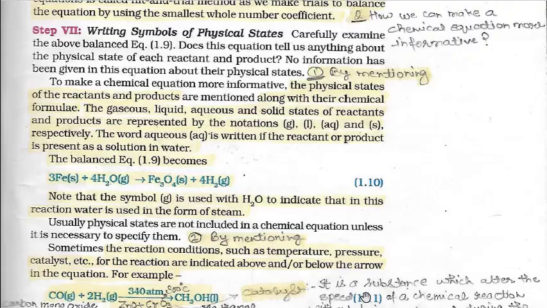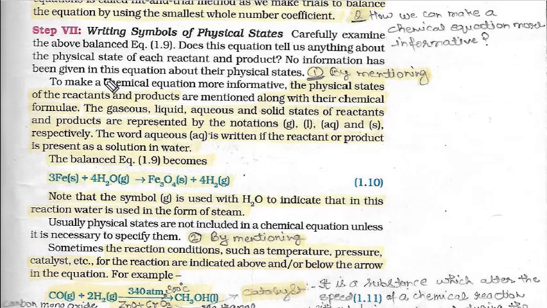7. Before we proceed to step 7, there is a question. That question is how we can make a chemical equation more informative. So in this particular topic we will study how we can make an equation more informative. Okay, so the first thing is by mentioning the physical states of the elements or compounds whatever we are using. So they are saying carefully examine the above balanced equation 1.9 which we have already balanced. Does this equation tell us anything about the physical state of each reactant and product? No, it is not giving any information.